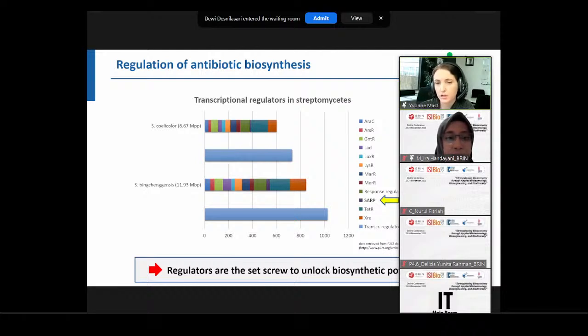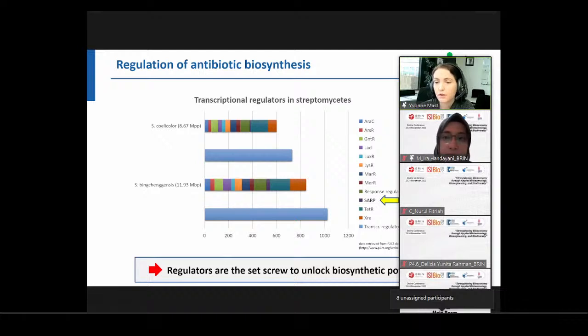So the question is, which is the most suitable and most potent type of regulator to be used as a general activator of antibiotic biosynthesis. Today I will focus on these subtype regulators, since we think that these are good candidates to be used as general activators of antibiotic biosynthesis.